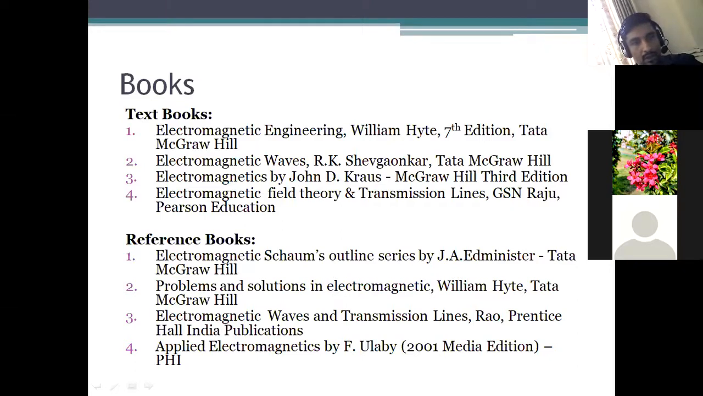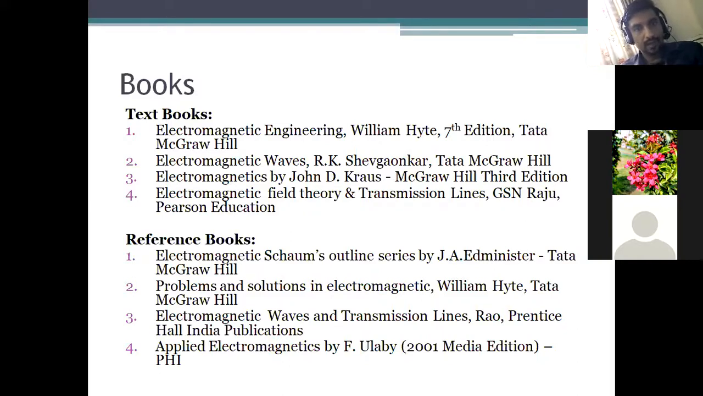So if you want, you can take a screenshot of this. These are the books you need to refer for electromagnetic field theory. Textbooks: Electromagnetic Engineering by William Hayt, 7th edition by Tata McGraw-Hill. Another book recommended by the university is Electromagnetic Waves, again by Tata McGraw-Hill. Then Electromagnetics by J.D. Kraus is another book which you can refer.